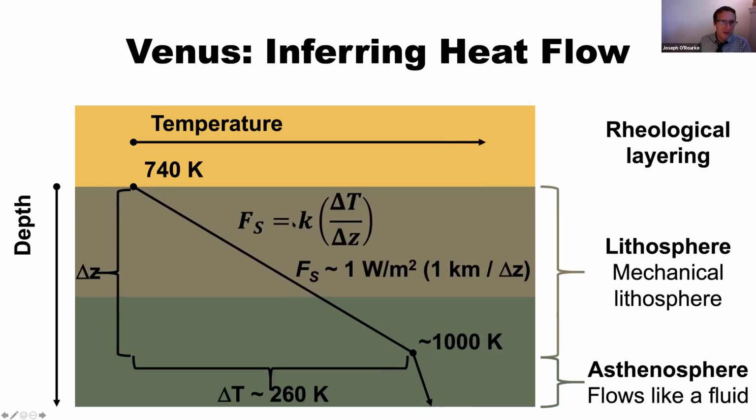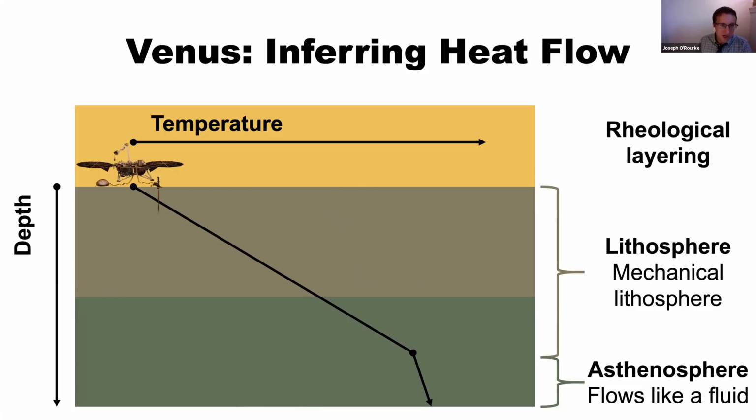Now, heat flow is just the slope, basically, of this temperature gradient. It's the temperature gradient multiplied by the thermal conductivity. So we know the temperature change across the lithosphere, and we don't know the thickness of the lithosphere, but if we did, we could use that to quickly calculate the heat flow and compare that to the heat flow from Earth. So you might wonder, why don't we just go directly and measure it exactly? This is what the InSight lander is trying to do on Mars right now, but it's really hard.